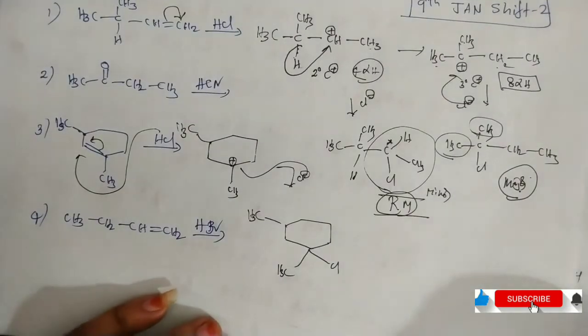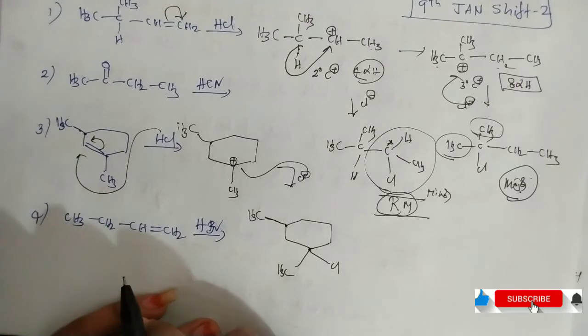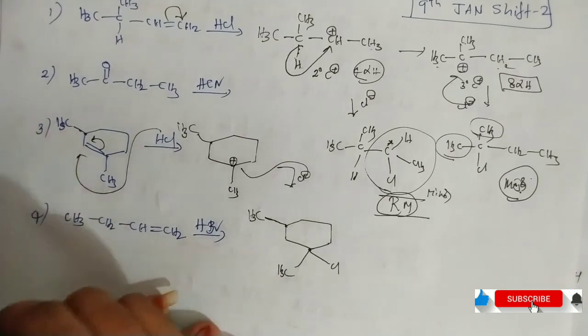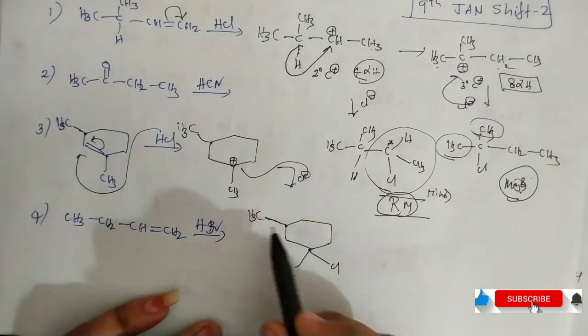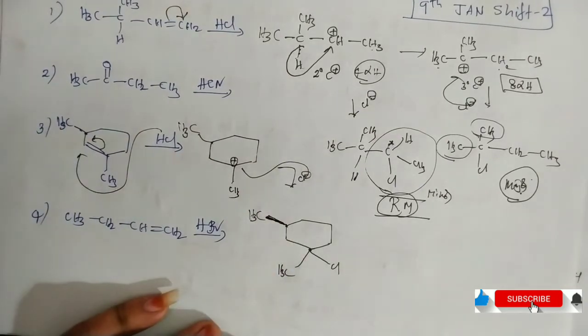Now in this case, this is the chiral carbon and this is the chiral carbon. This compound contains two chiral carbons. Initially the configuration of this chiral carbon is not mentioned. That may be above the plane or below the plane. That is not clearly given.